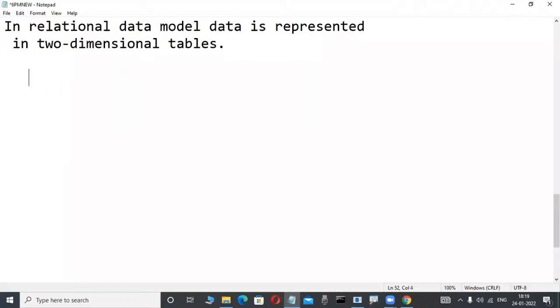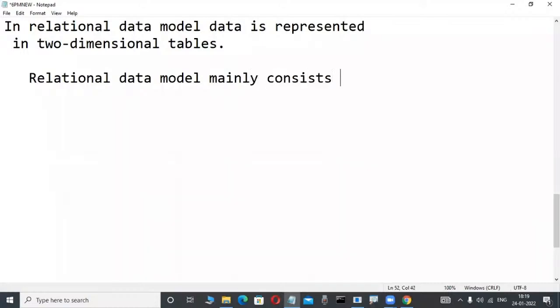In any relational data model product we observe, the relational data model mainly consists of three components. What are those components? You must be familiar with these names before we start our course. Concentrate here. What is the first one?